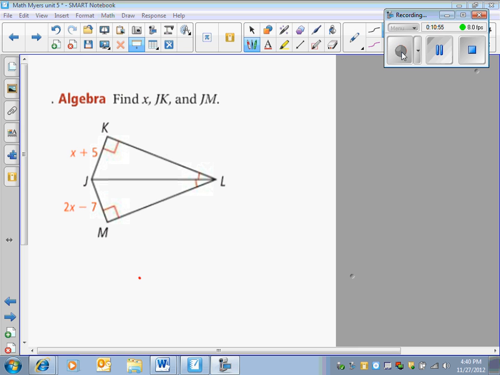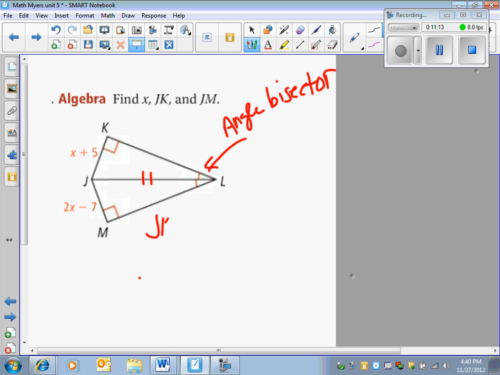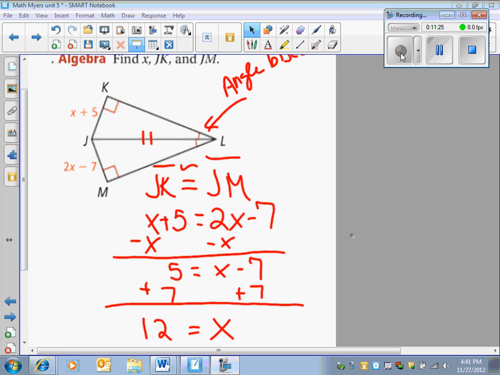All right, let's put this in action. Folks, here we have, look at this, congruent angles. So this is an angle bisector. Okay. Shared side. So what I'm seeing is that the triangles are congruent because of angle side. So if the triangles are congruent, the parts are congruent. So JK is congruent to JM. By substitution, I can say x plus 5 is equal to 2x minus 7. All right. Wrapping up the math and subtracting x on both sides and adding 7, we come up with x is equal to 12.